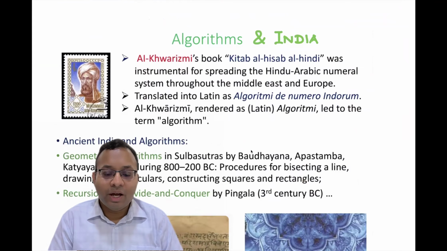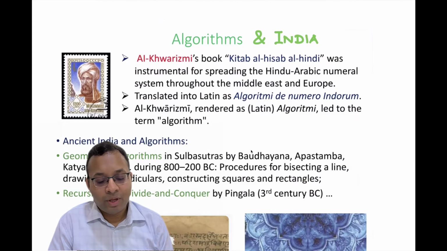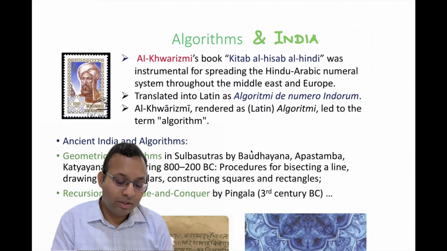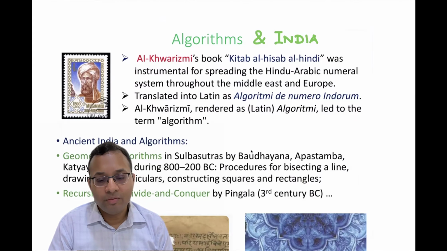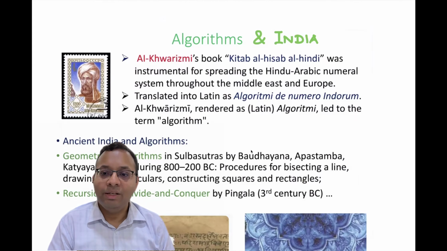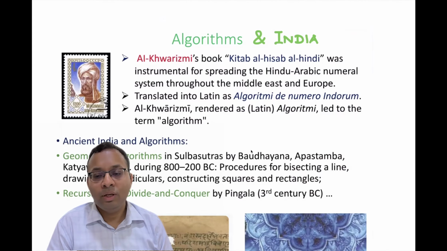Now, algorithms have a deep and interesting connection with India. How did we come to this name, algorithms? It has connections with India. This is a Persian polymath, Al-Khwarizmi. He wrote a book, Kitab al-Hisab al-Hindi. Kitab means book, Hisab means computation, and Hindi means Indian. So it was a book on Indian mathematics, and it was instrumental in spreading the Hindu-Arabic numeral system throughout the Middle East and Europe. This book was translated into Latin as Algoritmi de Numero Indorum. So the name Al-Khwarizmi was rendered in Latin as Algorithmi, and that led to the term algorithm.